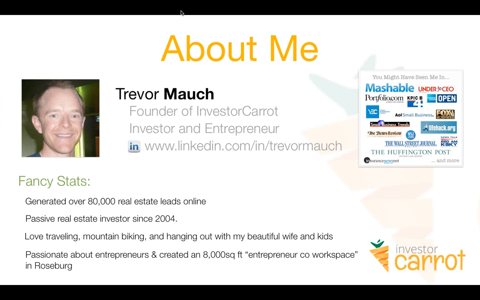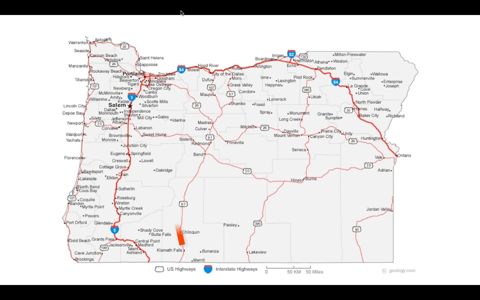But I'm, of course, the founder of InvestorCarrot, but I've got a great team behind me. I've generated a lot of leads online. And I love all kinds of outdoor stuff, traveling, mountain biking, hanging with my wife and kids. And we have a little baby girl on the way in September. We have no clue what her name's going to be. We have not found any names that either one of us halfway agree on yet. So if any of you guys have any cool names, shoot them through there.